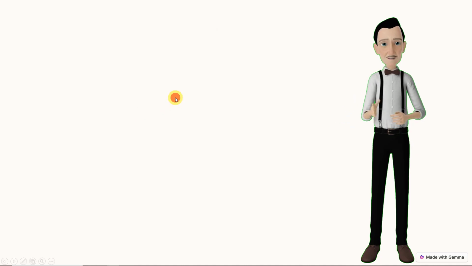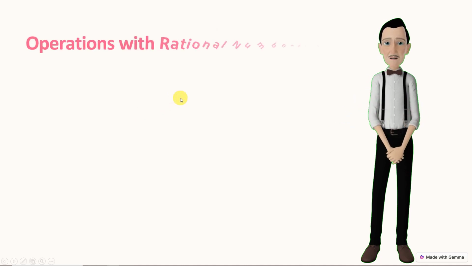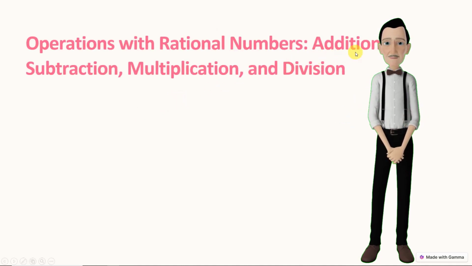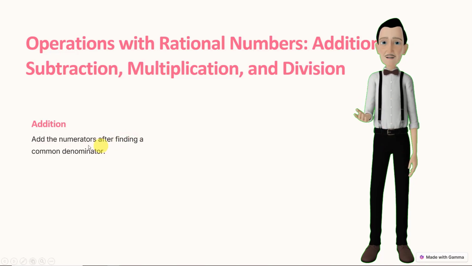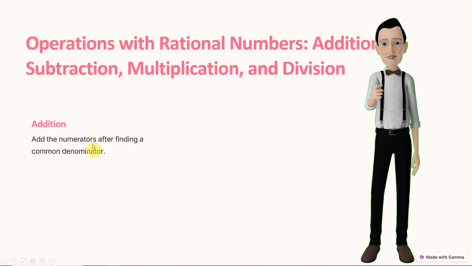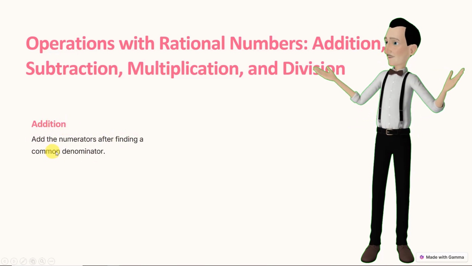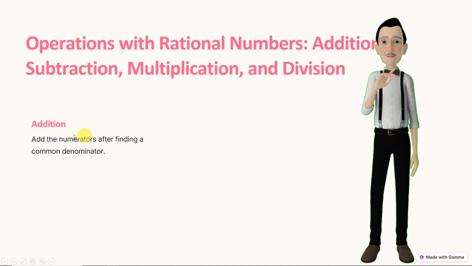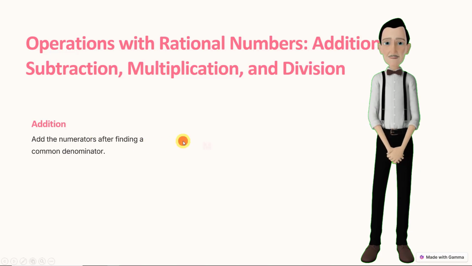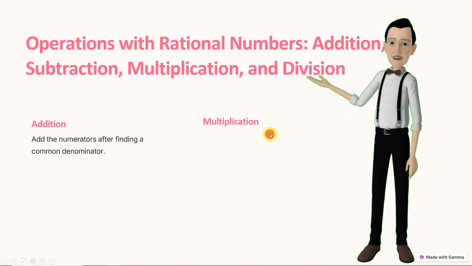Okay, let's have a look at the operations with rational numbers, namely addition, subtraction, multiplication, and division. Addition, the first one: you add the numerators after finding a common denominator. This is very important when you're doing addition, guys. And remember you want the lowest common denominator between the fractions, right? That's very important.